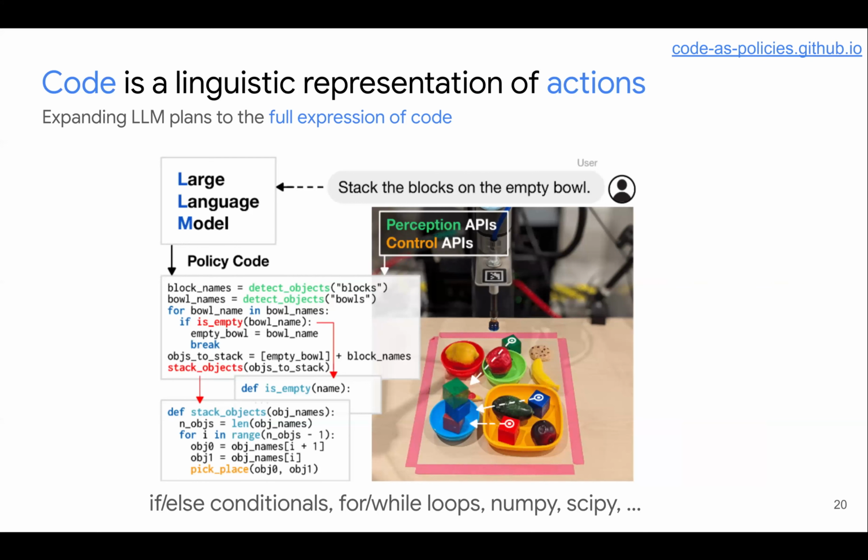So perception APIs might be detecting different objects. Control APIs are like a pick and place, but it can also do things like write if statements, write additional code, like is something empty, and do somewhat of the logic there. It can leverage tools like NumPy and SciPy, and this is SciPy, and this is what was actually running on the demo before. But essentially, it's a really flexible and expressive framework to say things.